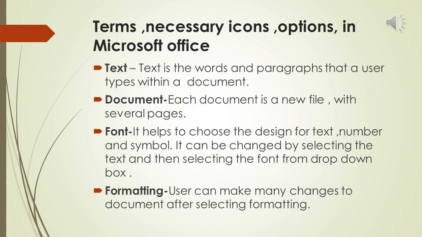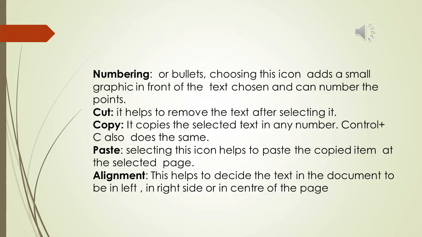In formatting, user can make many changes to documents after selecting formatting. By choosing numbering or bullets, it adds a small icon or graphic in front of the text chosen and can number the points. While selecting the option cut, it removes the text. By selecting the option copy, it copies the selected text and number. Ctrl+C also helps to do the same. By selecting paste option, it helps to paste the copied item at the selected point.